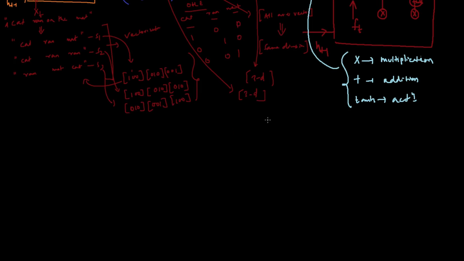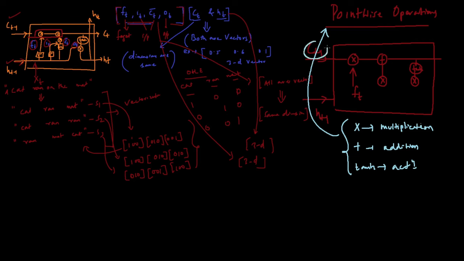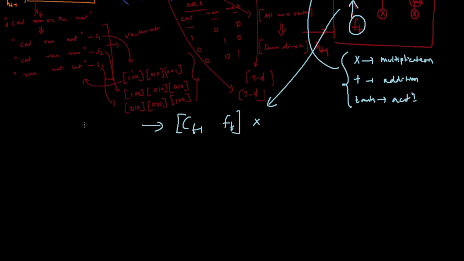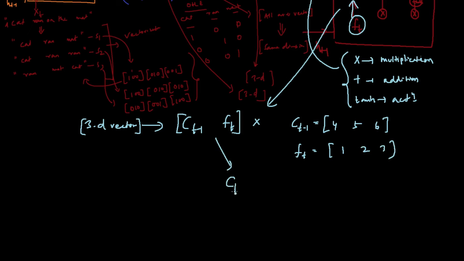Now let's try to take an example. We all know C(t-1) and f(t). Now I'm just talking about this part. What happens here is we have C(t-1) and we have f(t), and there is a multiplication. So what does that mean? Imagine we are using three-dimensional vectors. Let's say C(t-1) is 4, 5 and 6. Similarly, f(t) is, let's say, 1, 2 and 3. So what will be the multiplication? C(t-1) multiplied with f(t) is 4, 10 and 18. So the output is also going to be three dimensions.